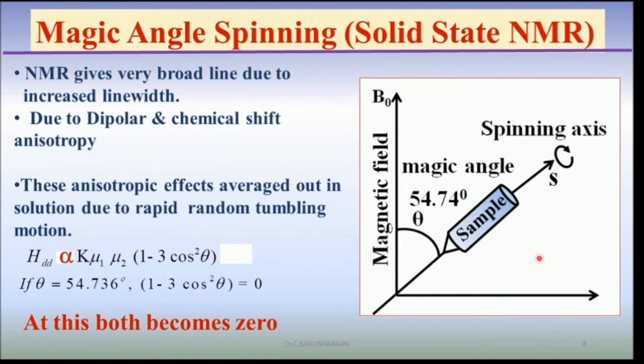The sample is rotated about an axis that makes an angle with the external applied magnetic field, theta equal to 54.74 degrees. The dipolar and chemical shift anisotropy are directly proportional to 1 minus 3 cos square theta. When theta equals 54.74, these two effects become zero. Therefore, the lines are narrowed with lower line width, and the spectrum is well resolved by magic angle spinning of the sample.